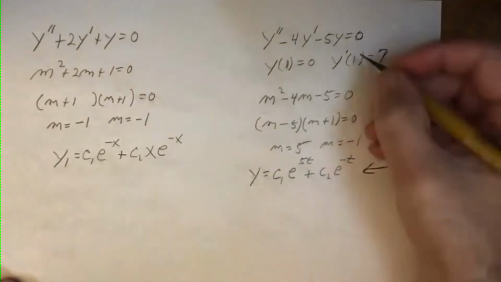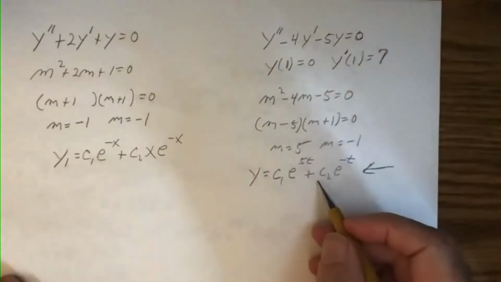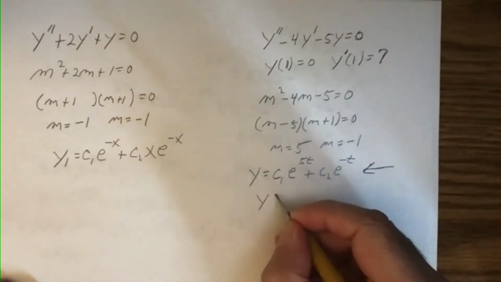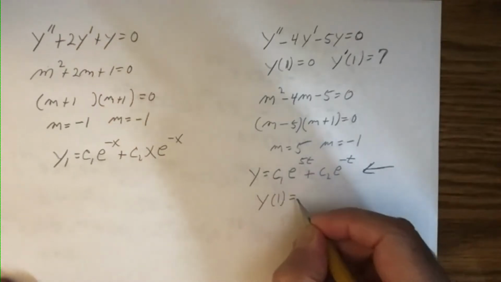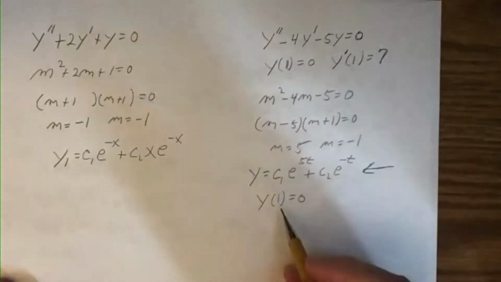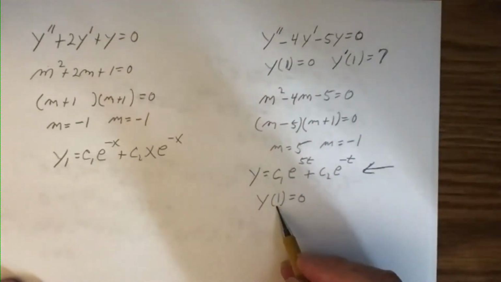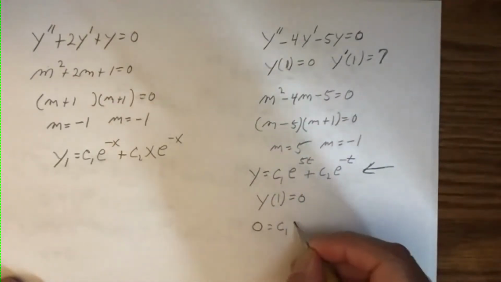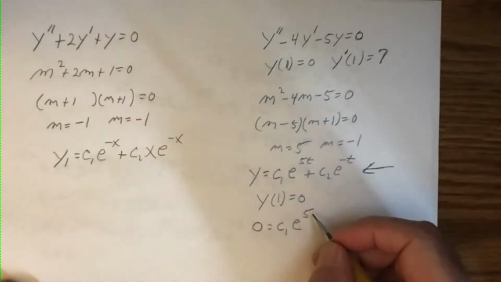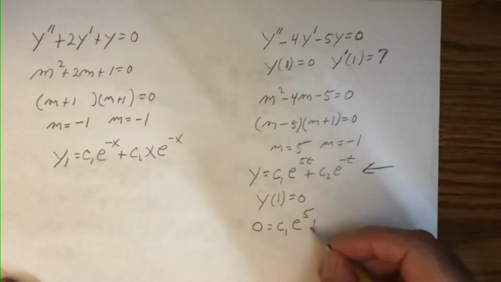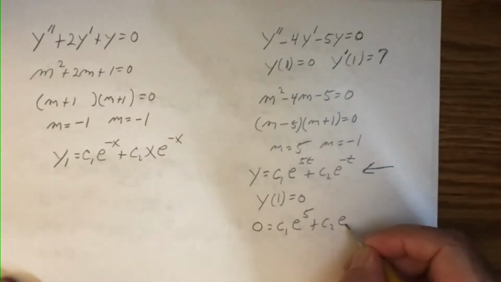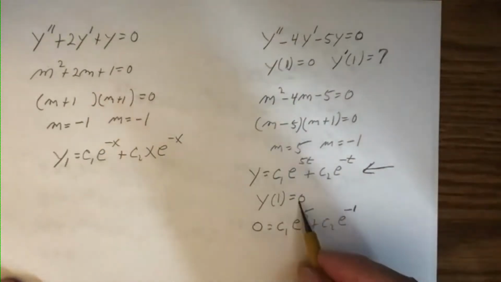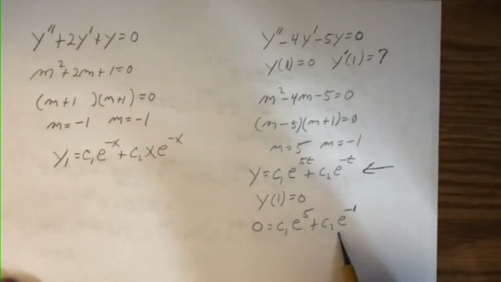Right. So now I want to apply the initial conditions. First of all, we're told that when t is equal to 1, I'm using t here as the independent variable, that y is 0. So this is going to be 0 is equal to c1 e to the 5th plus c2 e to the minus 1, right? So using this initial condition, I get this equation.